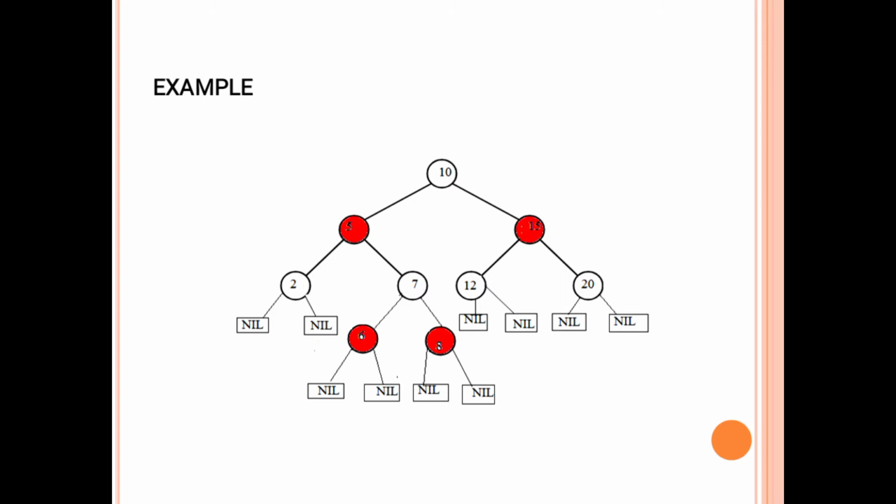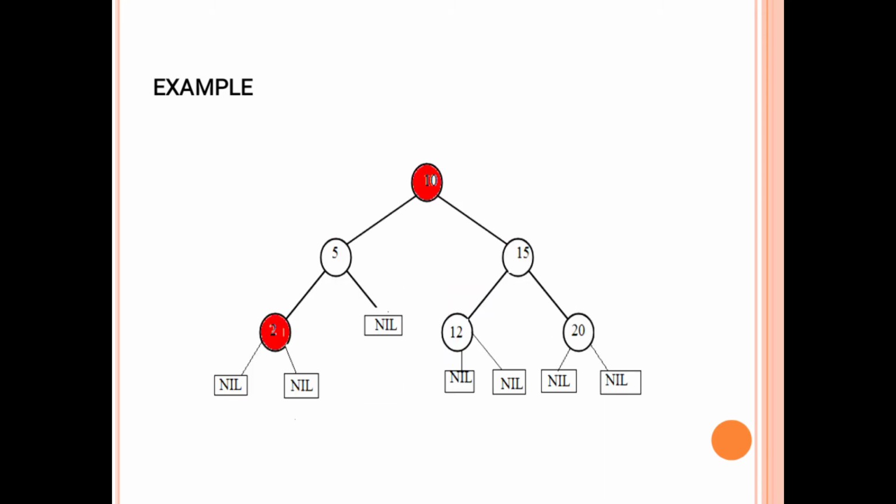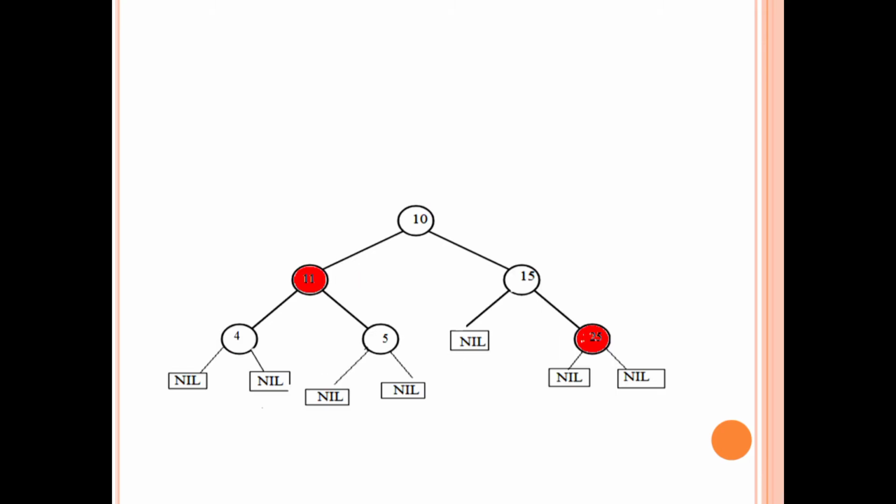In another way, we have to check 10, 15 and 12. Here, how many black nodes are there in this way? We have two black nodes at the same level, two black nodes. So is this a red black tree? It is not a red black tree because the root node is red. We have to maintain the root node as black.